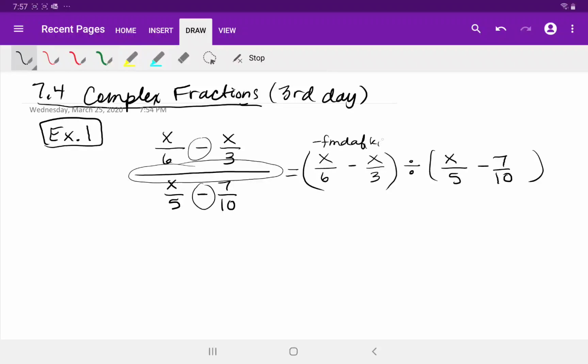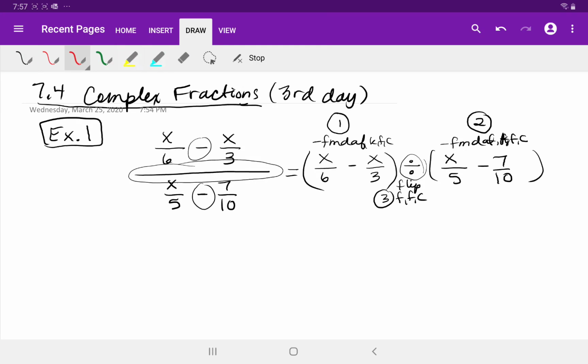KFC. And then this one you have to do negative FM DAF. KFC. And then later, what do you do with the division? You flip. FFC. So first you do this, then you do this, then you do this. So it's really 3 problems in one. Okay, so 3 problems in one.